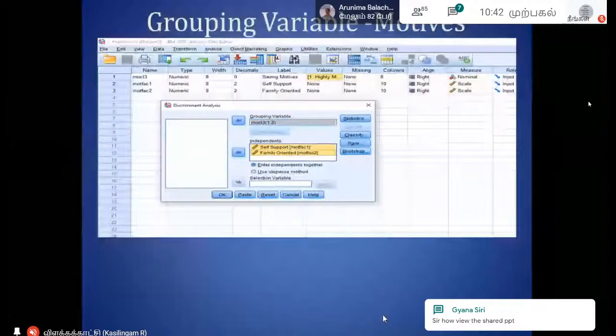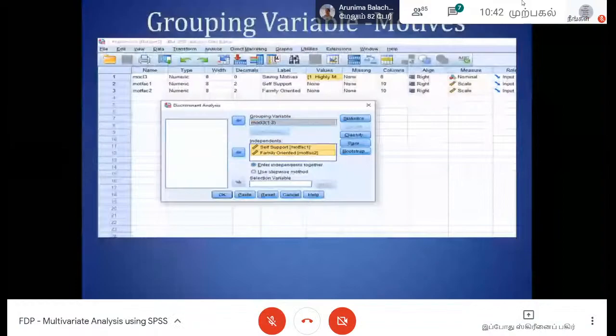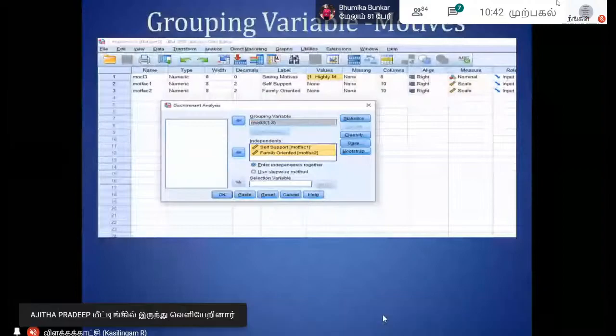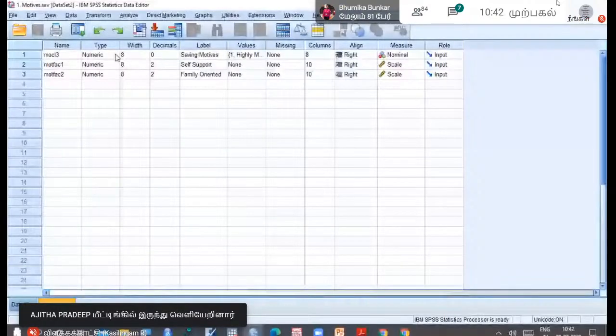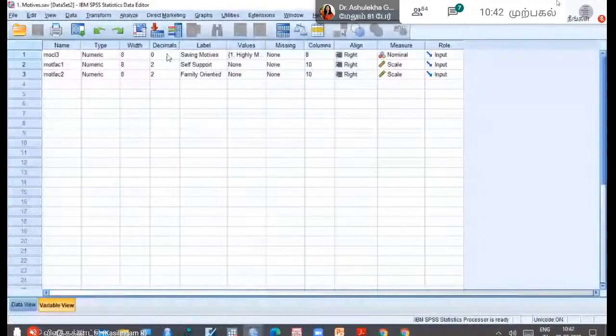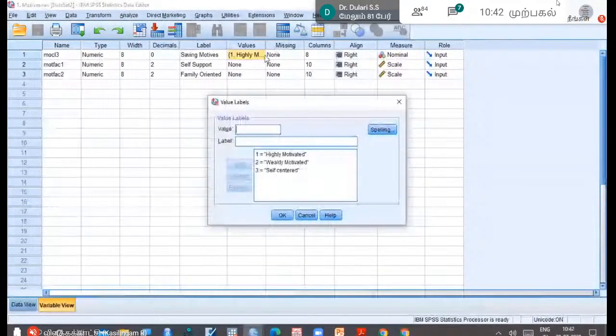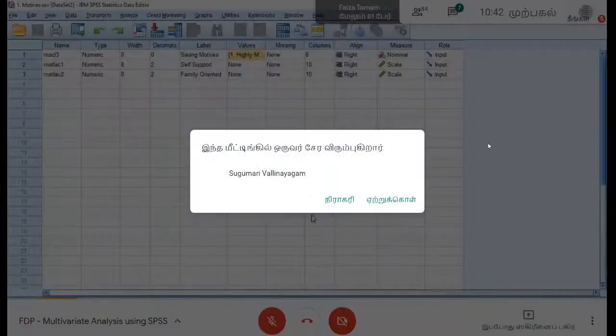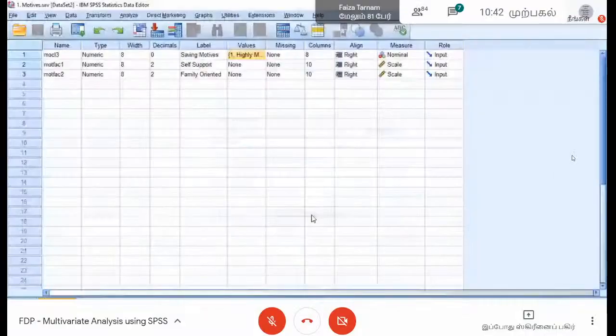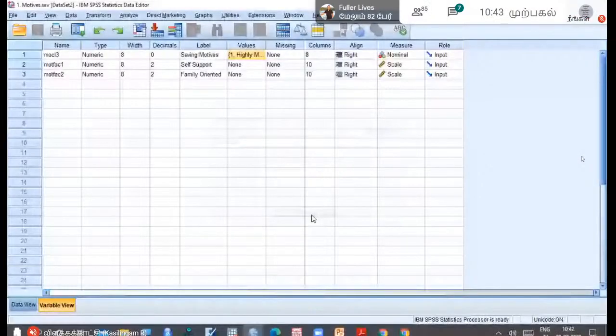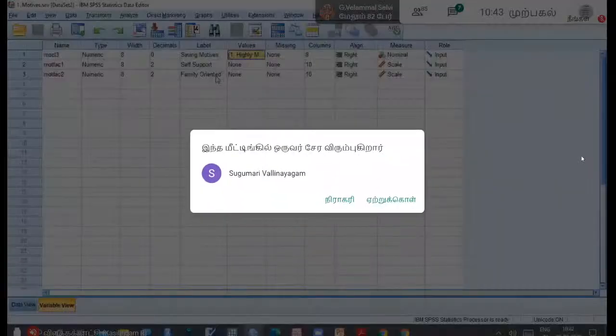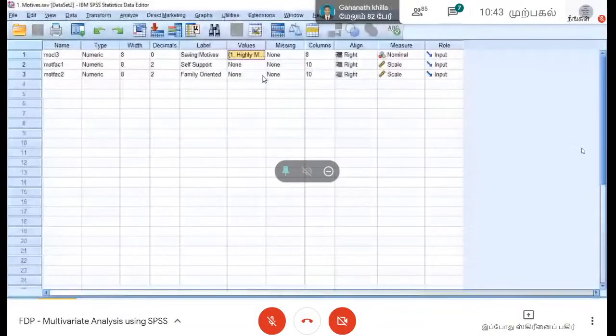Discriminant analysis, motives. As I said, three variables. One variable is saving motives. That is the categorical variable having three categories: highly motivated, weakly motivated, self-centered. So that is the category variable, three categories, nominal. Next are self-support motive and family-oriented motive. These two are scale variables. Options are not given, so it is a metric variable.